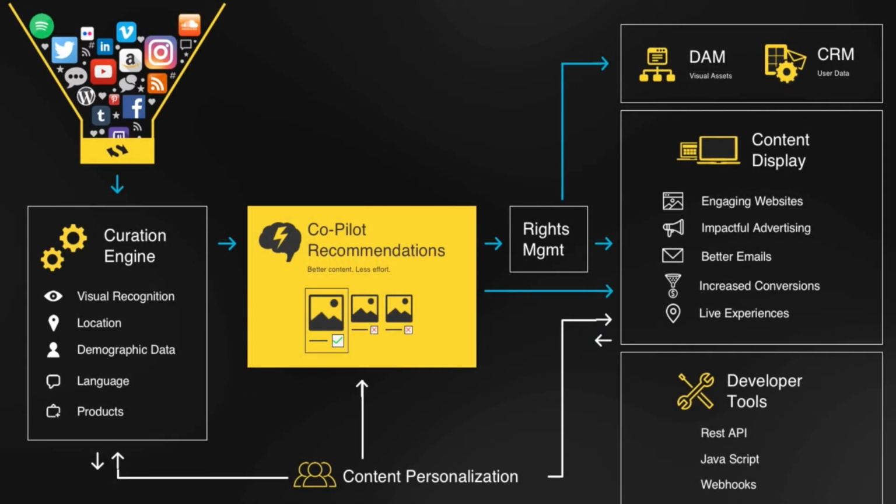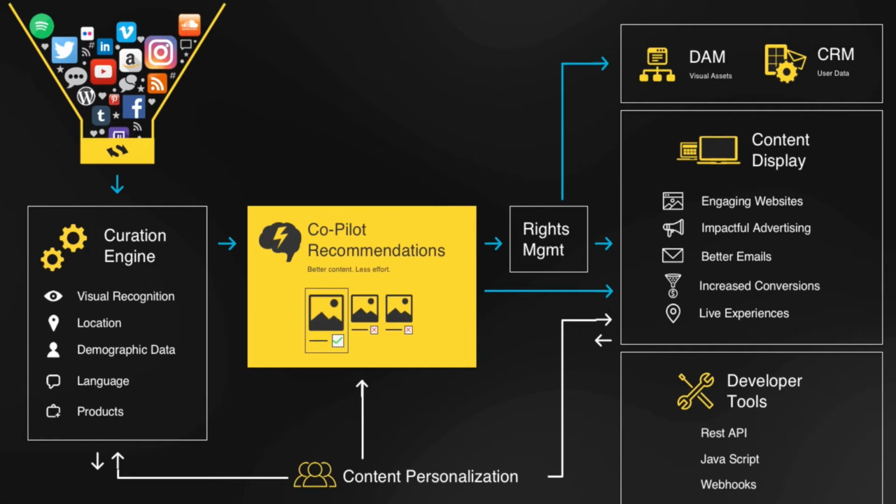So here we have all of this content coming in, and it comes into Stackla's curation engine, which has technology like visual recognition and location determination. It captures demographic data, understands what language it's in, and can also identify products within the content. This then goes through a recommendations engine where the user of Stackla, the administrator or the marketer, can actually say yay or nay on the found content.